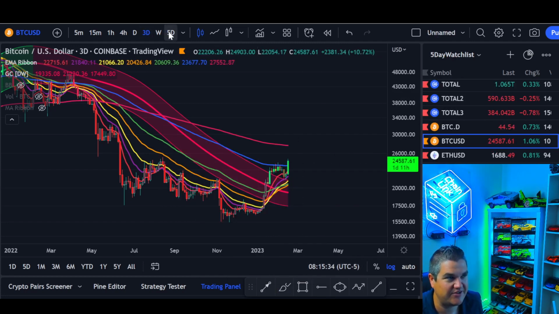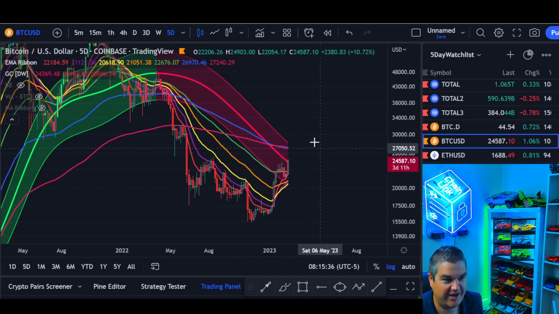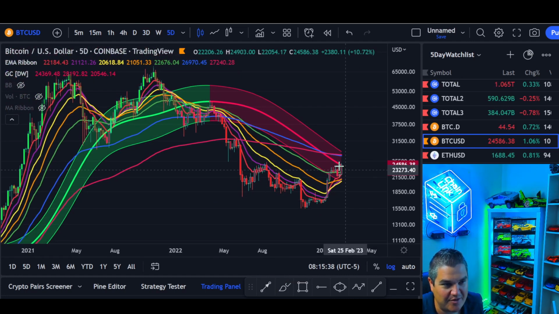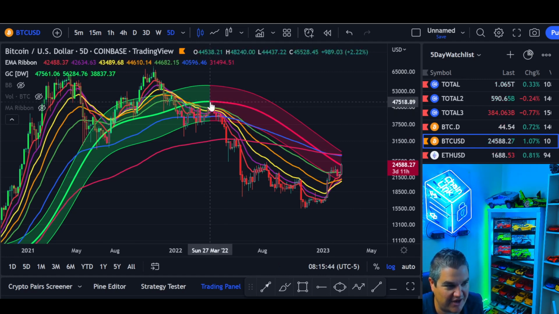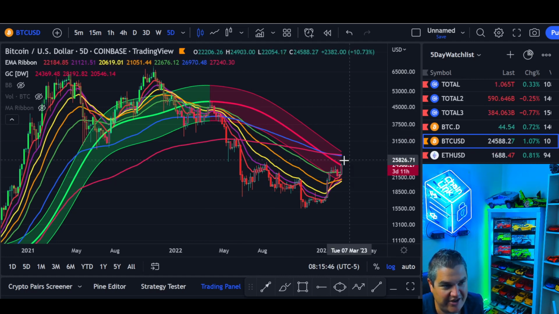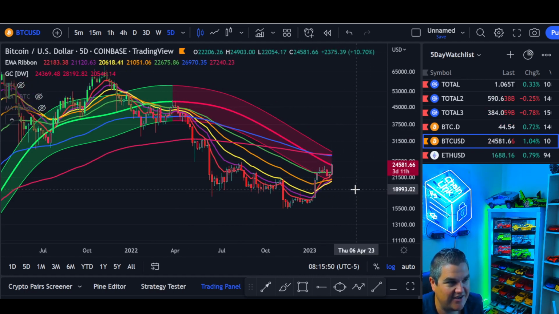Now, how about the 5-day? Here's where the secrets lie, right? Now, the last time we were at the median 5-day Gaussian channel, let's look all the way back. We got rejected pretty harshly from last March. So we are here now. Are we going to break through, or are we going to get rejected yet again?